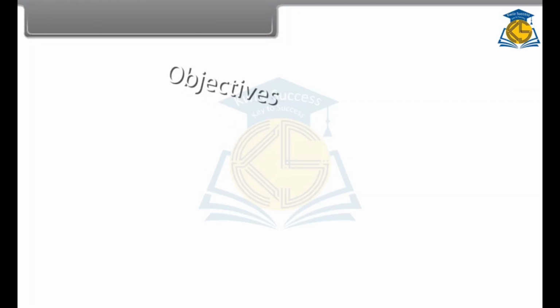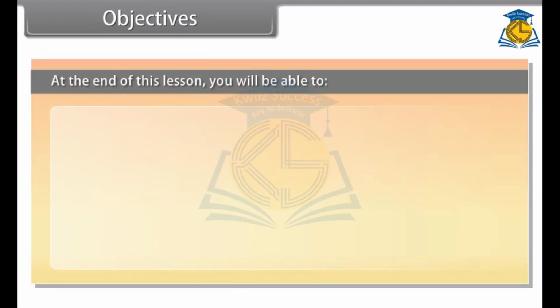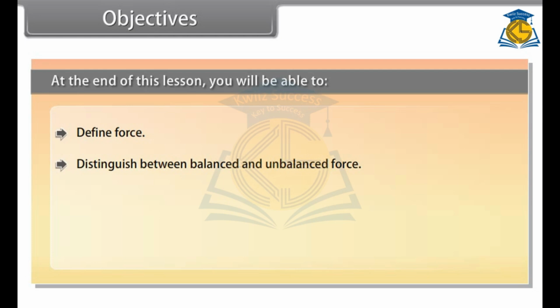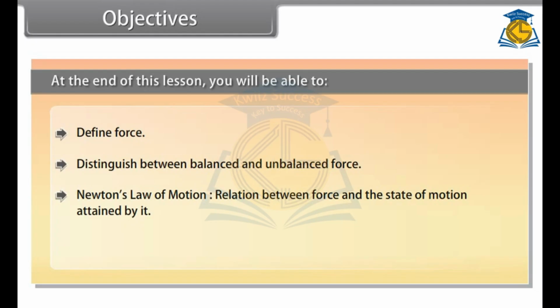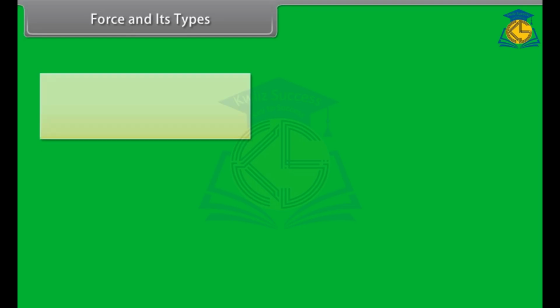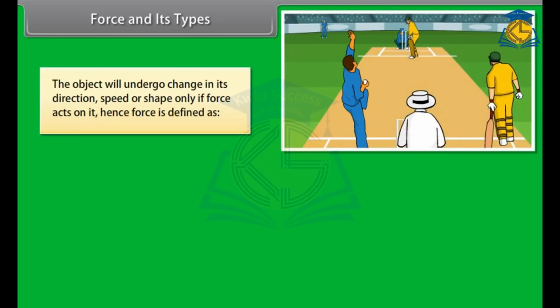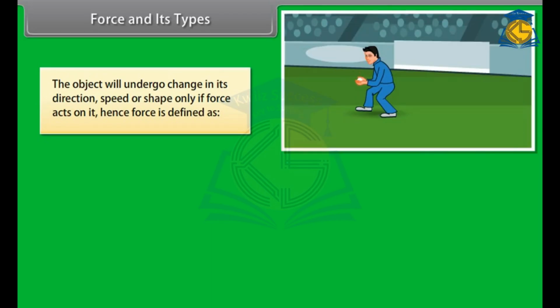Objectives. At the end of this lesson, you'll be able to define force, distinguish between balanced and unbalanced force, Newton's laws of motion, relation between force and the state of motion attained by it, understand the conservation of momentum, force and its types. The object will undergo change in its direction, speed or shape only if force acts on it.